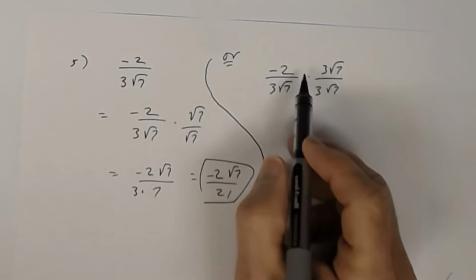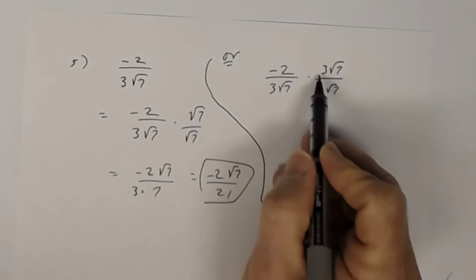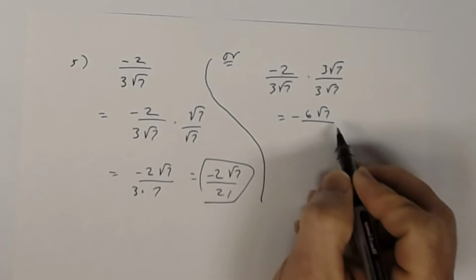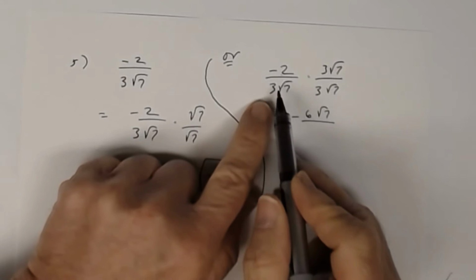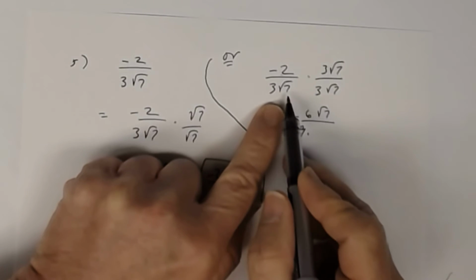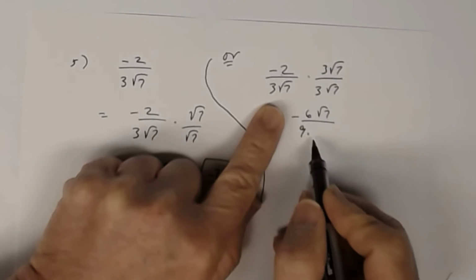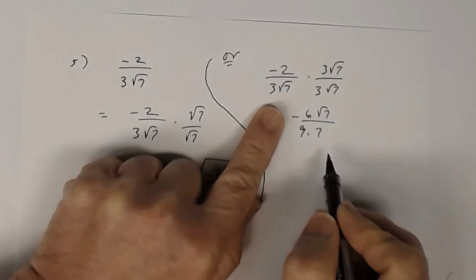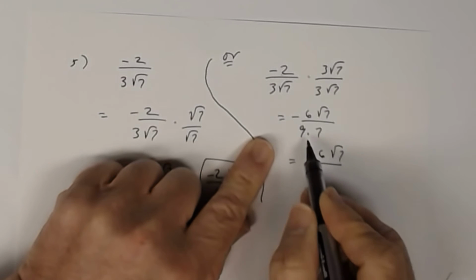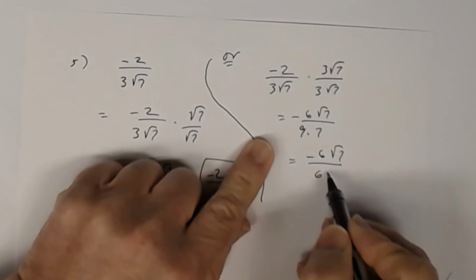So in the numerator, you see you have negative 2 times 3 is a negative 6. So you have negative 6 square root of 7. Now be careful in the denominator. 3 times 3 is 9. Okay? And the square root of 7 times the square root of 7 is the square root of 49, which is 7. So then this becomes negative 6 square root of 7 divided by, and then 9 times 7 is 63.